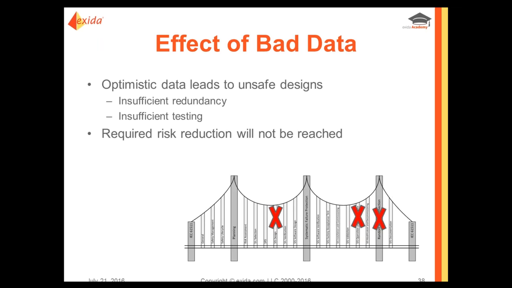Well, first of all, the effect of bad data. We have our bridge to safety once again. If you are using bad data to do your calculations, some of the efforts that you put into making your system safe will no longer have the effect that you were hoping to have. Bad data could be optimistic data, and using optimistic data, you can have an insufficiency in redundancy. You might really need a 1-out-of-2 system, but you're using optimistic data, so now your calculations indicate you just need a 1-out-of-1, and you could have architectures that aren't safe enough for the risk reduction that you need.